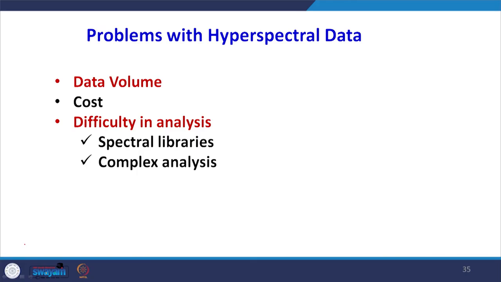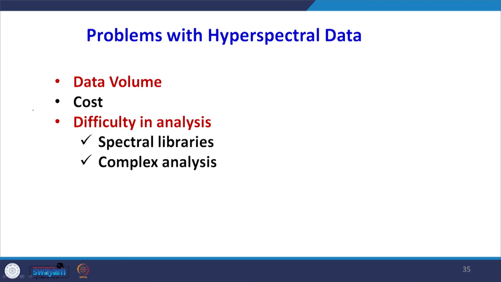But there are some problems with hyperspectral data. As I told you, a large number of bands are there, which makes it very difficult. There is confusion about which particular bands are to be taken to carry out the analysis. Then cost is another issue, it is costly data. And then there is difficulty in analysis, because either we need a spectral library or we have to collect the data ourselves with a spectroradiometer and try to correlate. So analysis of this data is slightly complex, not as simple as with multispectral data.